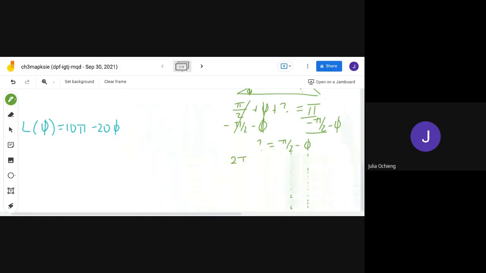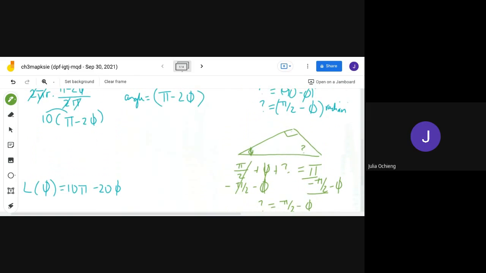So the angle I'm looking for is going to equal 2 pi minus (pi over 2 minus phi) times 2. So go ahead and simplify that again. See if you get the same answer. I'm going to distribute. That's going to end up being pi plus 2 phi. Let me just make sure I got that right here.